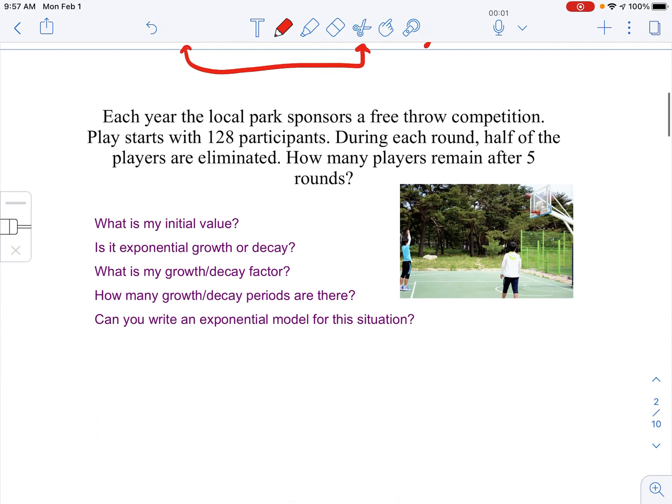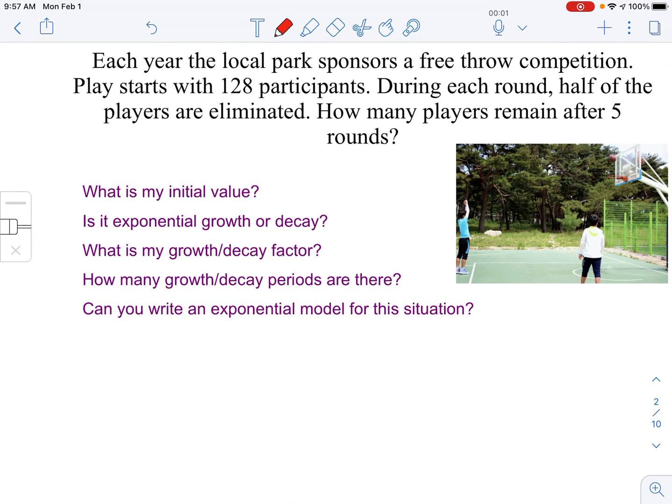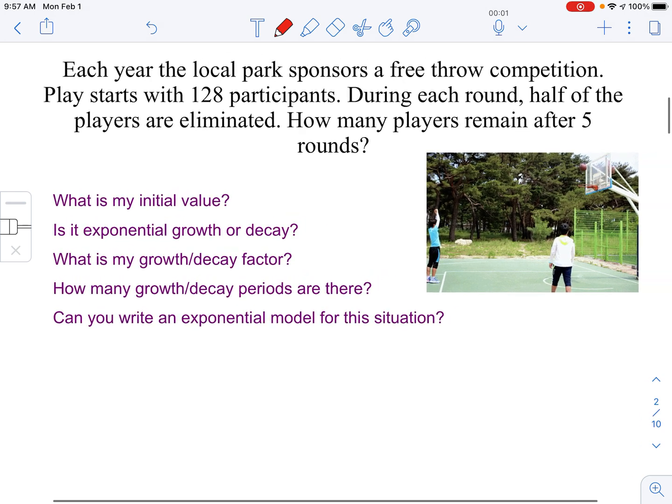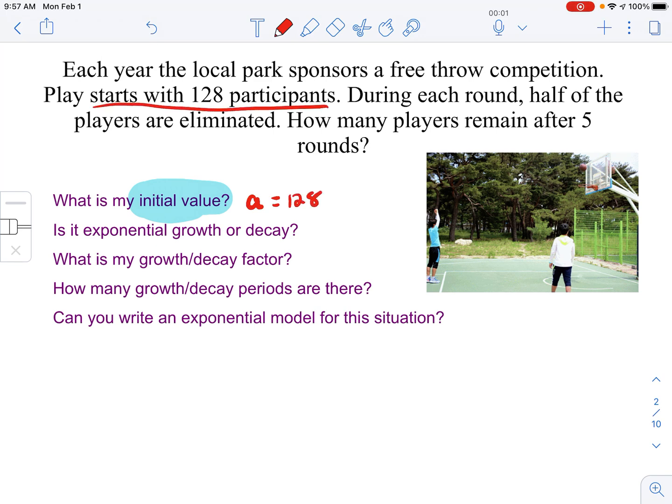So let's take a look at this from a vocabulary standpoint. Same question, okay? But now I'm applying vocabulary words to it. So the word that we want to think about first is, what is my initial value? What is the number that I am starting with? And that will always correspond to my a value. So in this question, we start with 128 participants. So as we saw with our first attempt, the initial value is 128.